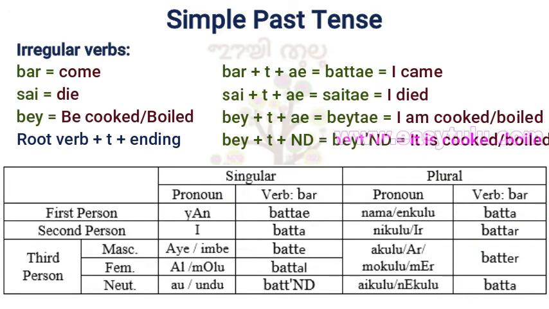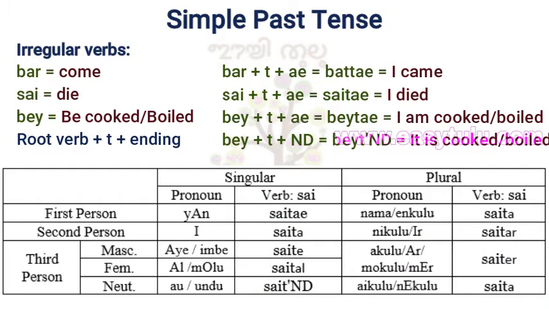Yanu batta, I came. E batta, you came. I or imbe batte, he came. Alu or molu battal, she came. Au or undu battandu, it came. Nama or enkulu batta, we came. Iru or nikulu battar, you came. Akulu, mukulu, aru or mir battir, they came. Nekulu or aikulu batta, they came.